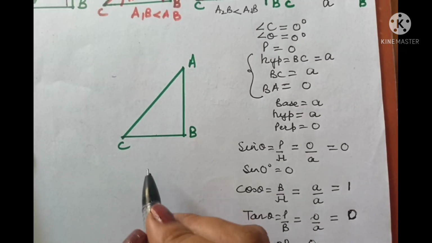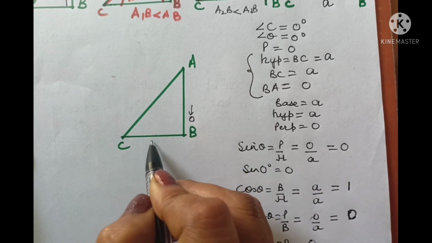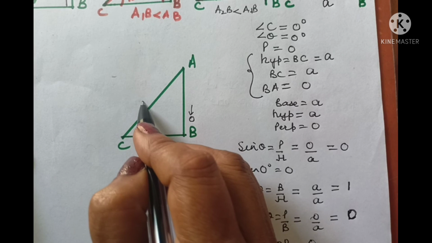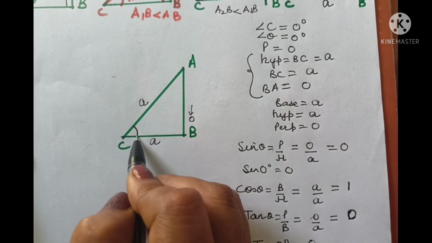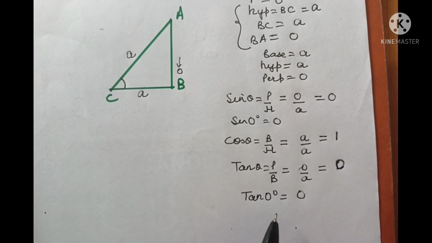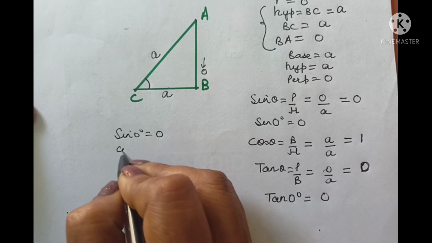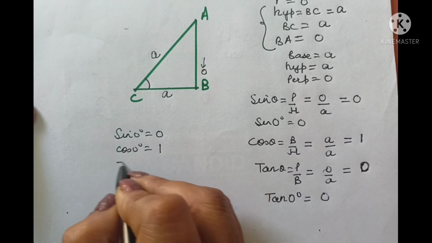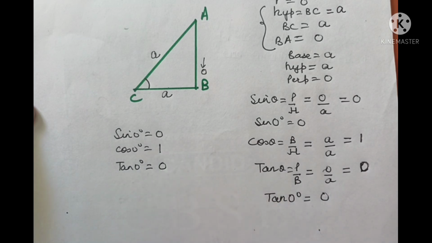So if we complete the triangle, perpendicular tends to be 0. If base is A, hypotenuse tends to superimpose and becomes A. Now from here also you can write down all the formulas. So this is how we got the derivations for the values of 0 degrees. I repeat, sine 0 degree is 0, cos 0 degree is 1, and tangent 0 degree, on division of 0 and 1, we get 0.